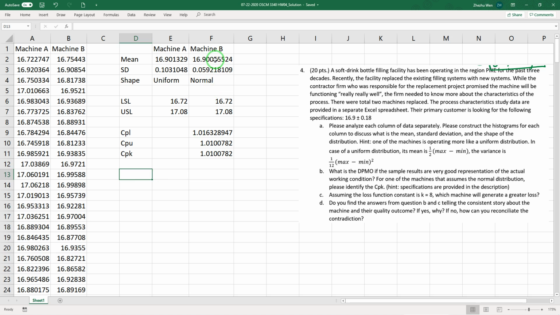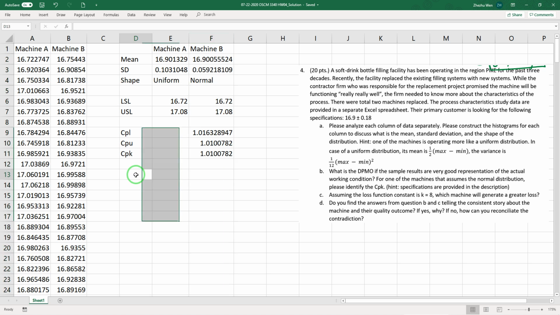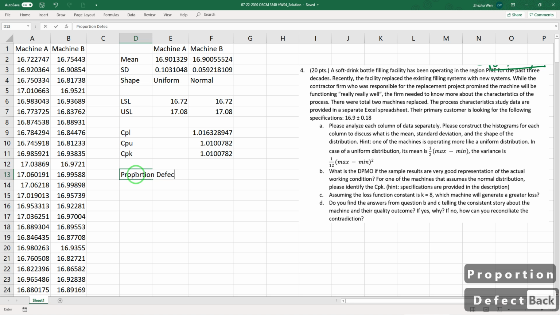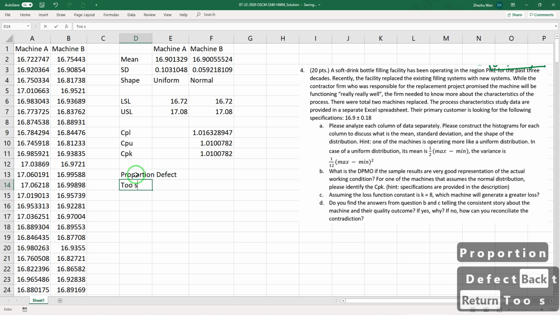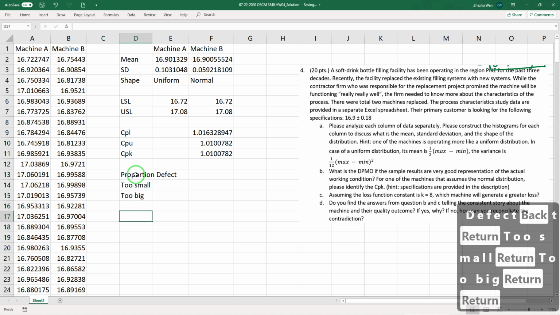Okay, if it's a normal, we can find out what is the outside probability. What is the probability that is going to be less than the lower spec and greater than the upper spec limit. So we can get the DPMO fairly quickly. Proportion defect, too small, too big, right? We do DPMO eventually.